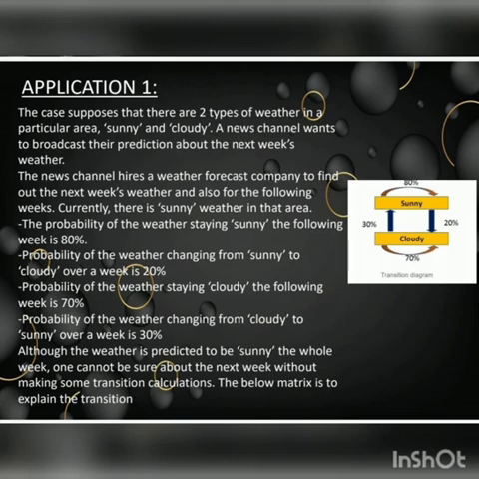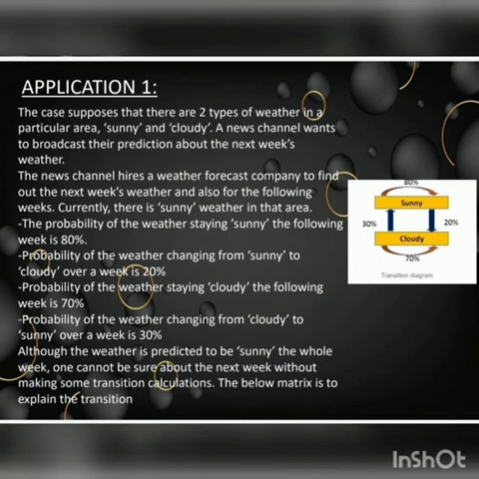The probability of the weather staying sunny the following week is 80%. Probability of the weather changing from sunny to cloudy over a week is 20%. Probability of the weather staying cloudy the following week is 70%. Probability of the weather changing from cloudy to sunny over a week is 30%.